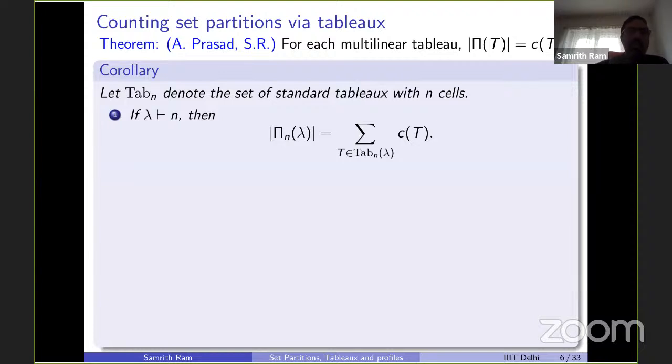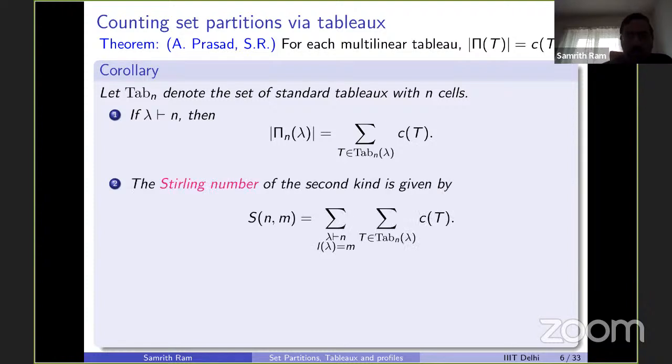So this gives us some interesting corollaries. If one sums up this C_T over all standard Tableaux, let's consider standard Tableaux whose entries are 1 to n. If you look at standard Tableaux of a given shape, we know that set partitions of a given shape map to Tableaux of the same shape. So summing up C_T over all standard Tableaux of shape lambda will give you all set partitions of shape lambda, set partitions of the first n positive integers.